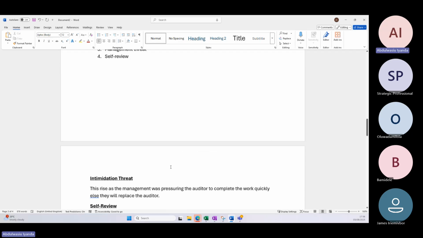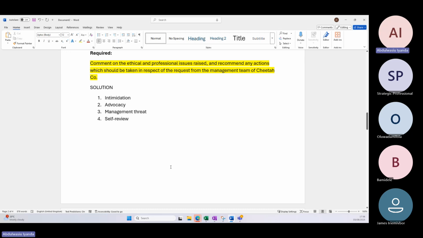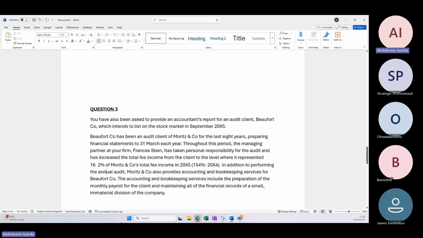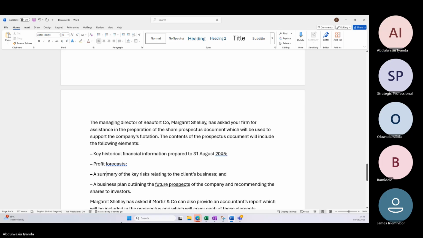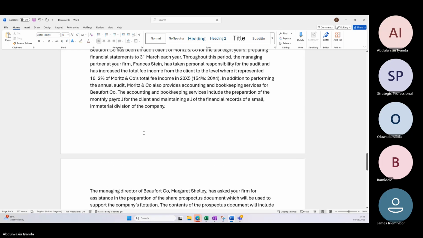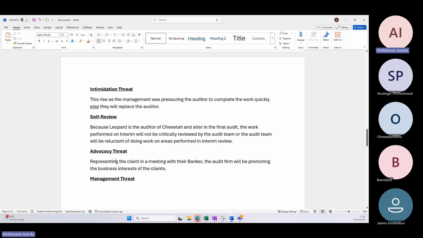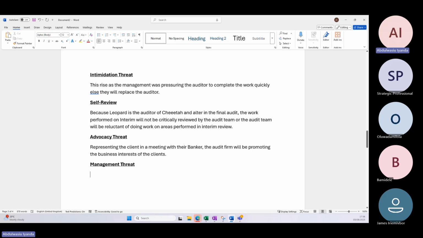We also identify which one again? Management threat. That's also cool. So we have management threat. Don't forget, whenever you are carrying out any task that is the responsibility of the management, then this particular threat will come up.